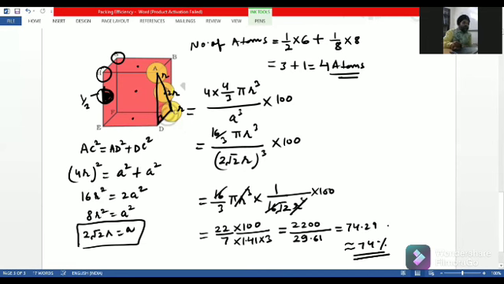So in this way, we can calculate the packing efficiency of different types of lattices.